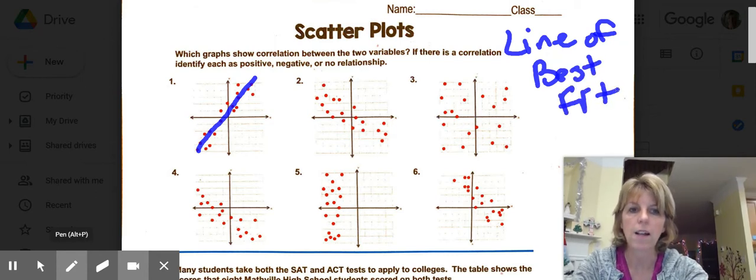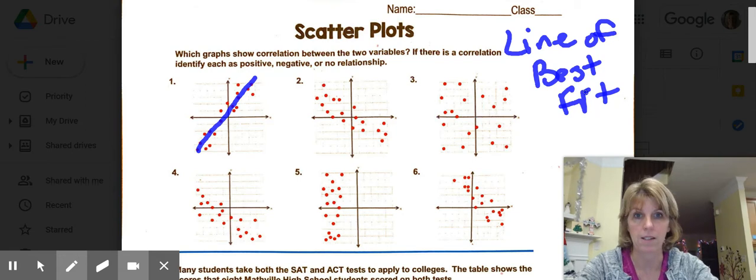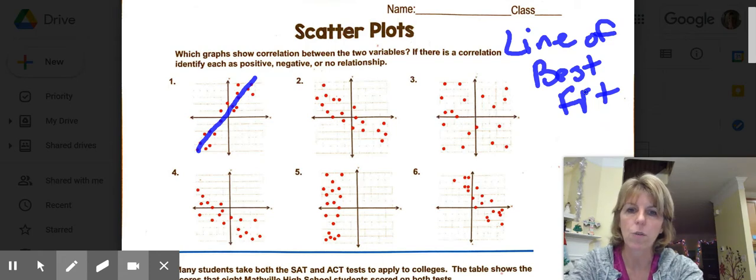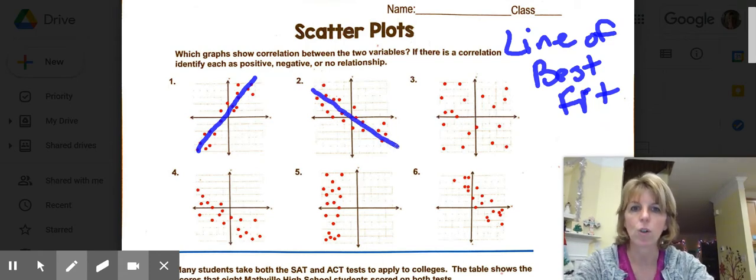Again, I can draw that line up through the data, and I can definitely see that it has a positive correlation. Number two, if I draw a line of best fit through that data, I can see that it has a negative correlation. But look at number three. That one has no correlation. There's no way to draw a line through that would make any sense. They're just scattered all over the place. Truly a scatter plot.